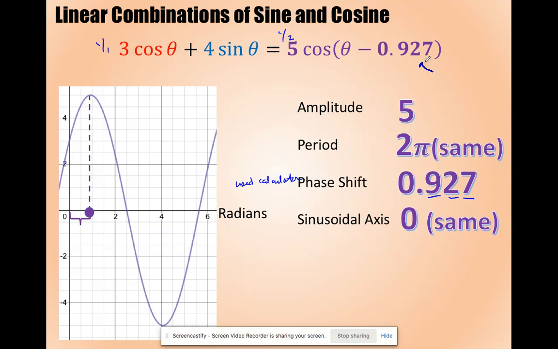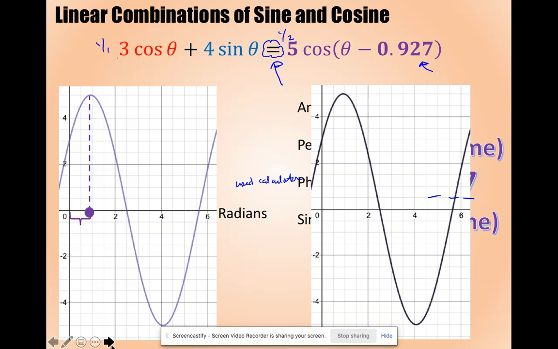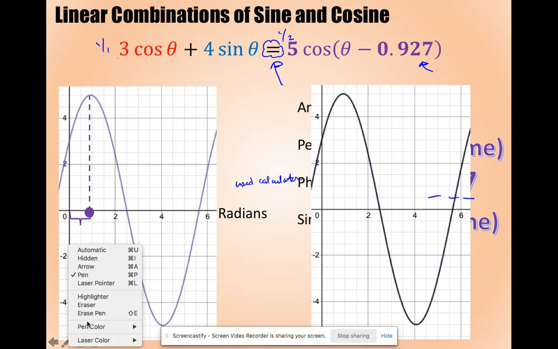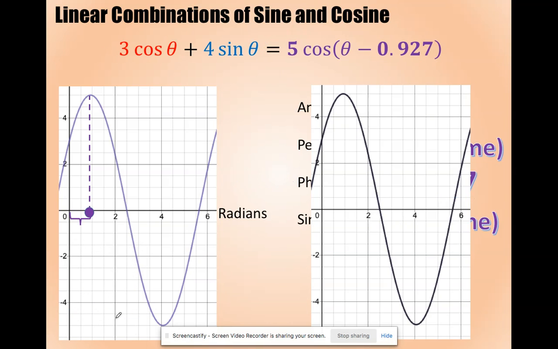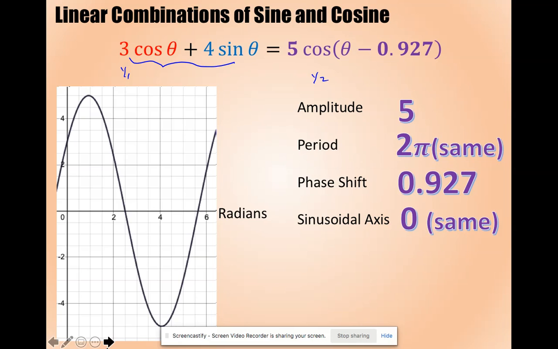Now, because this is a rounded value, you might see a slight difference. But when you graph y1 and y2, oh snap, they are the same. Whoa, that is so cool. So in y1, that's my purple graph. In y2, here's my graph in black. They are the same. Whoa.